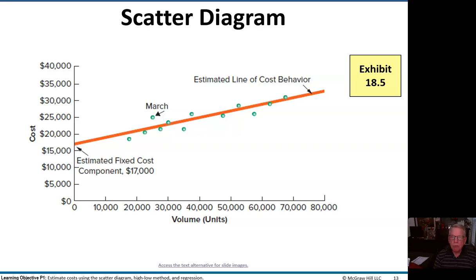Now, frankly, I think I'm pretty good with a ruler. What I can do is lay these points of volume in here and the costs, and I can line this orange line up to be an estimated line of cost behavior. Sometimes I think I'm better using a ruler than I am using some of the more sophisticated techniques, because I can predict the future a little bit better than the analytical model might be able to do. Nevertheless, scatter diagrams are useful.